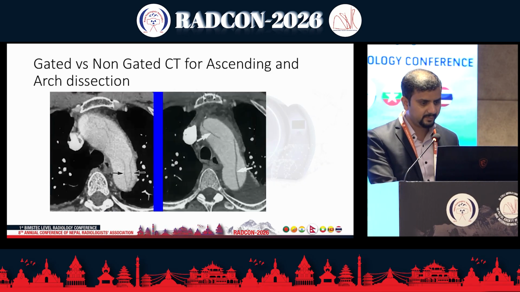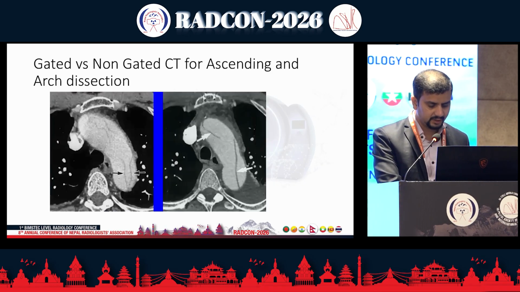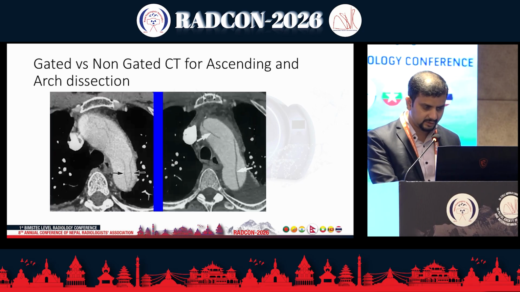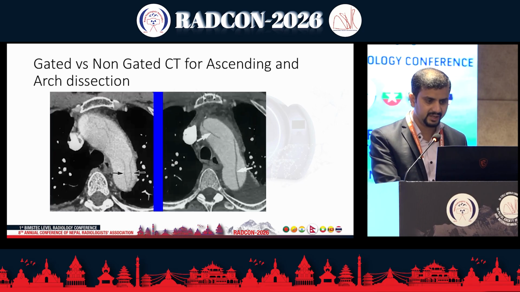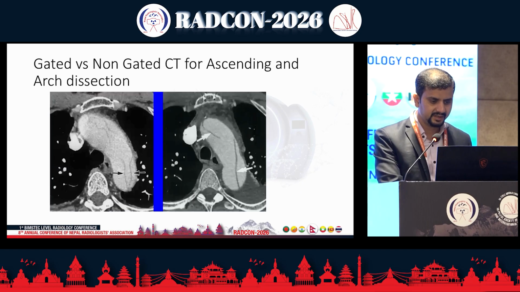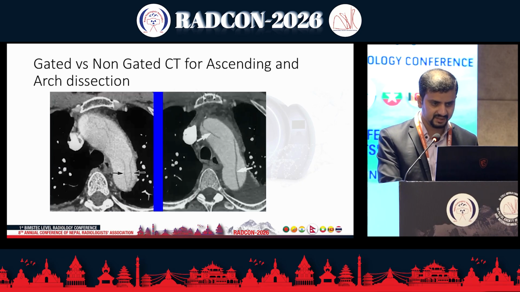So this image shows the importance of the ECG gated CT, where here we cannot clearly make out the nature of the flap, but here we can see there is a clear intimal flap. Also the fenestration can be seen. So this is the utility of the ECG gated CT in cases of the proximal dissections.